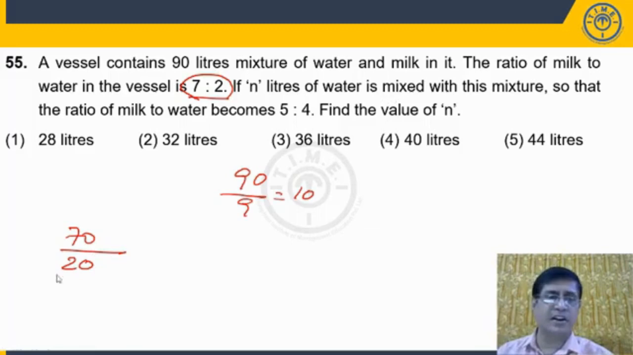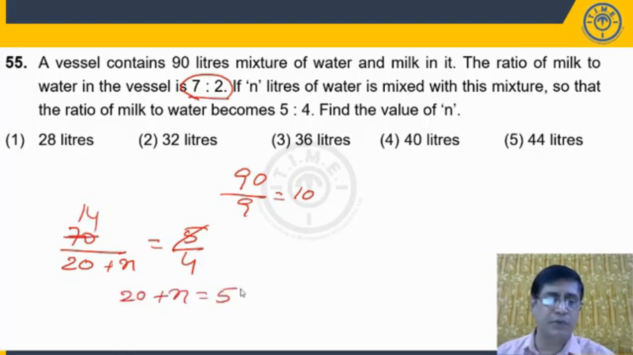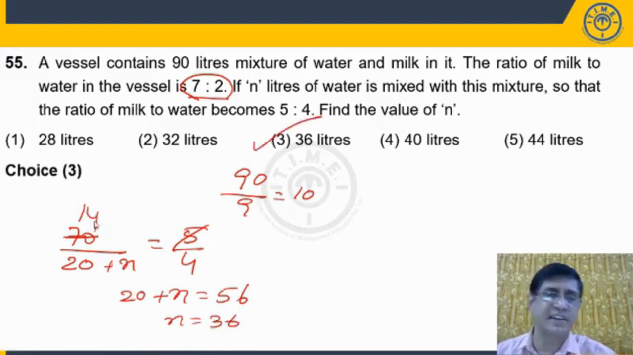N liters of water is added. Now the ratio becomes 5:4. Simplify this. 5 goes exactly 14 times. 20 plus n is equal to 56. The value of n is 36. Option 3 is the right answer.